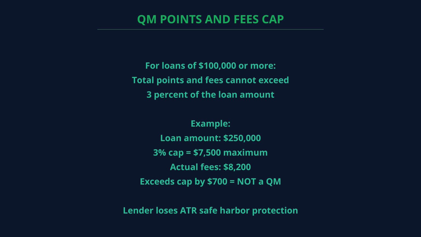The QM points and fees cap is one of the most calculation-heavy NMLS exam topics. For loans of $100,000 or more, total points and fees cannot exceed 3% of the loan amount. Example: loan amount $250,000. 3% cap equals $7,500 maximum. If actual fees charged are $8,200, that exceeds the cap by $700. This loan is not a qualified mortgage. The lender loses the ATR safe harbor protection. Always calculate loan amount times 3% equals maximum allowed fees.